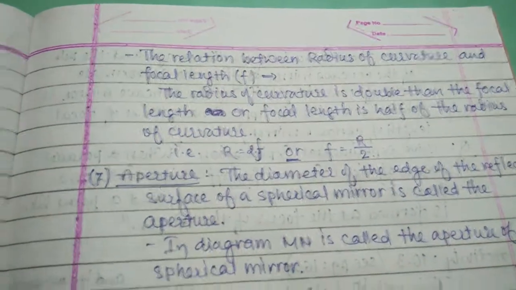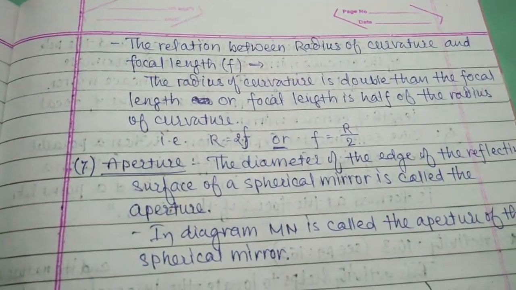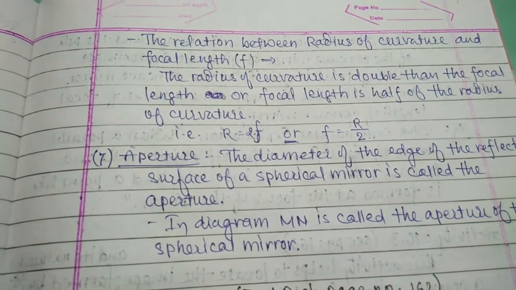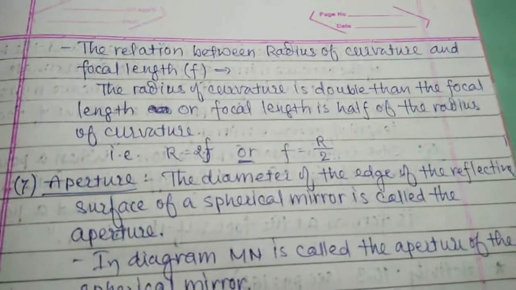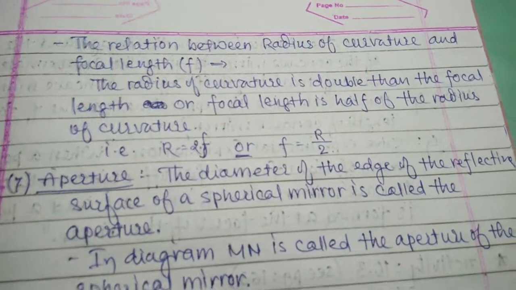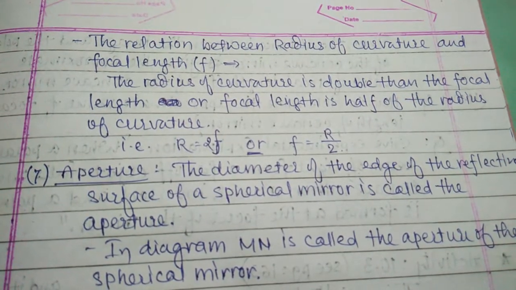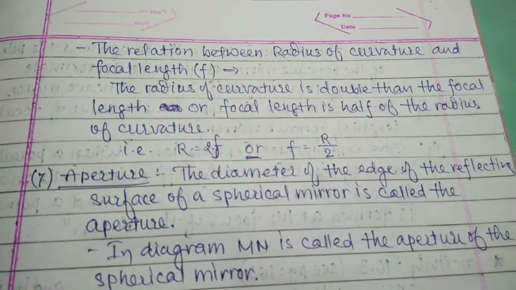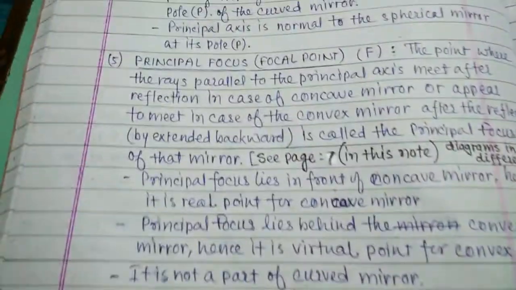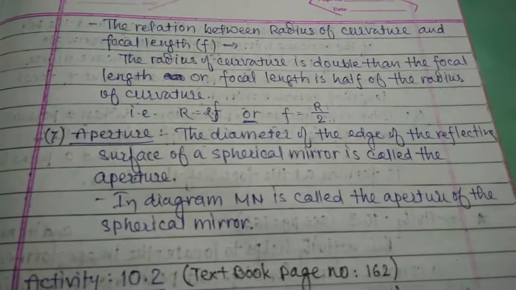Now, the relation between the radius of curvature and focal length. For a mirror of small aperture, the radius of curvature is double the focal length, or the focal length is half of the radius of curvature. R is equal to 2f and f is equal to R/2. The focal length is f, and the radius of curvature is R. So R is double the focal length, and focal length is half of the radius of curvature.